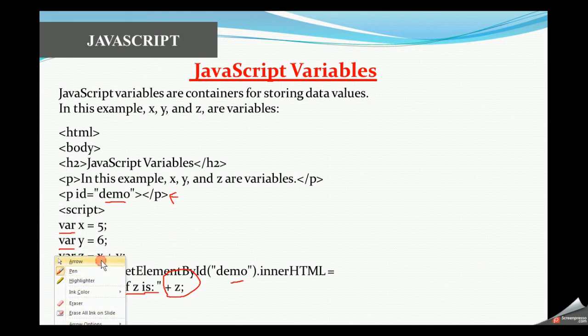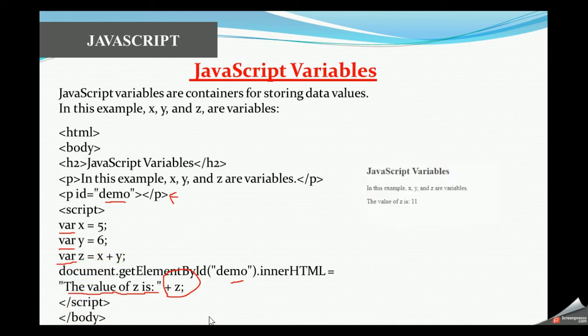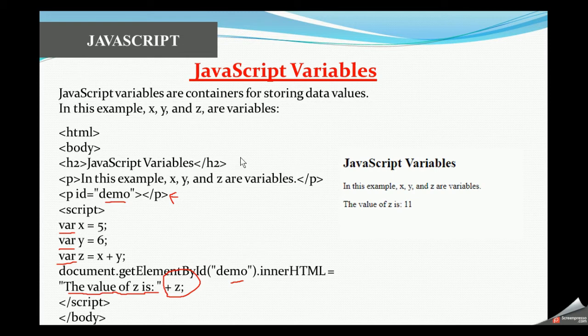Okay, so this is how you will be getting it. Now let's see the output. In the output you can see it is writing "JavaScript variables", since you have written that in the heading, and then it is written "In this example x, y and z are variables and the value of z is 1."